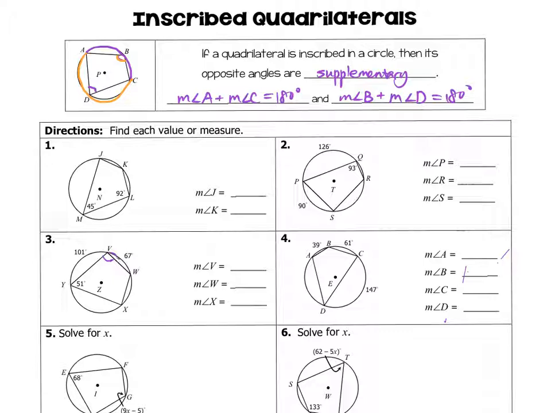If 51 is facing the arc VX, that means 51 times 2 is 102. Then 102 is VX, right? Minus 67 would give me WX. And that would be 35. Is that right? Yep. So now if this part is 35, then the other part is 360 minus 101 minus 67 minus 35, whatever that number comes out to be.